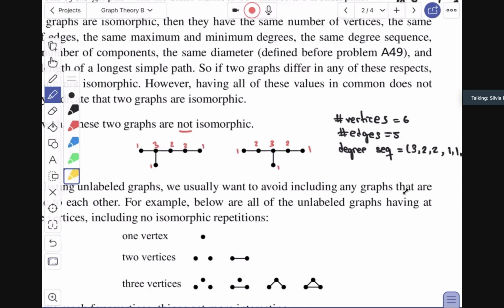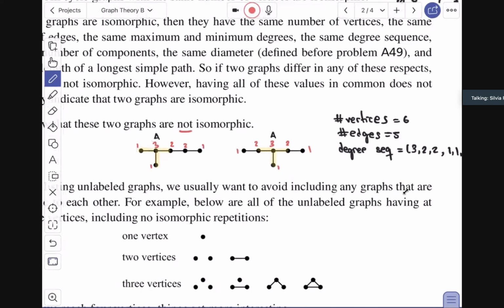So, for example, here I can look at the vertex of degree 3, and it is joined to vertices of degree 1, 1, and 2. But here, the only vertex of degree 3 is joined to vertices of degree 2, 2, and 1. Which means that if I try to relabel them, I will be in trouble. Whatever label I use for this one needs to be the same as for that one, because those are the only vertices of degree 3. So they need to have the same label, right?